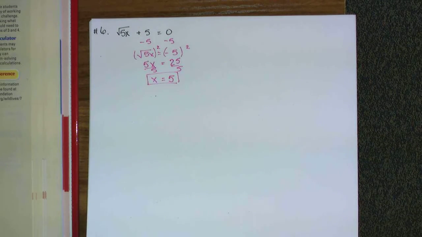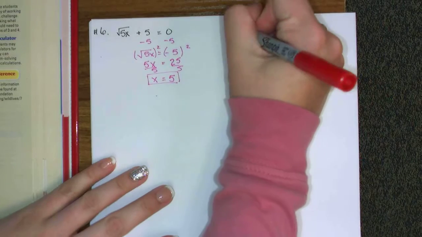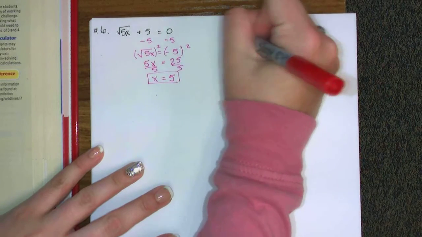Okay, but I need to check it. Back in like chapter 7 and 8, checking was optional. Here, checking is not optional. It is part of the problem. Okay, so check.